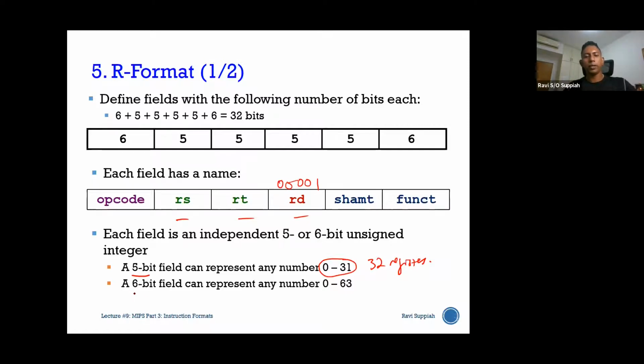The 6-bit field can represent numbers from 0 to 63. There is a total of 64 different values. That is used in both the opcode and the function field.